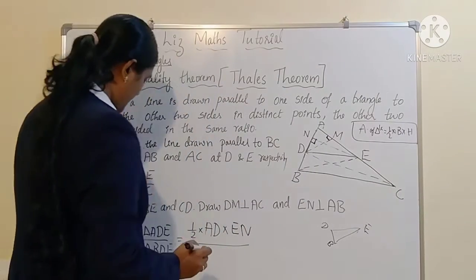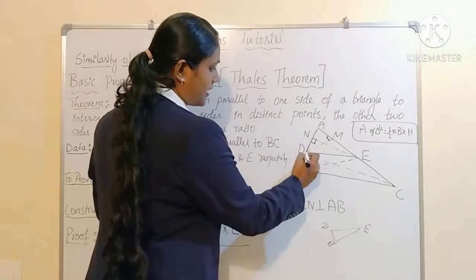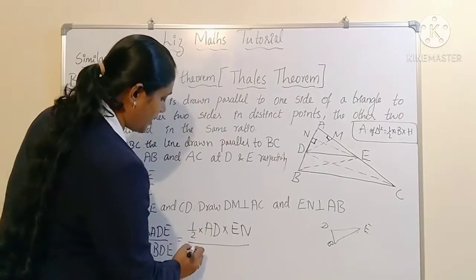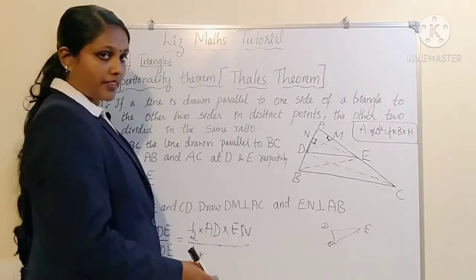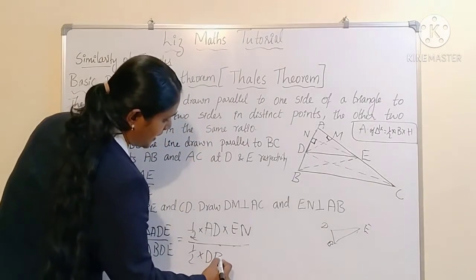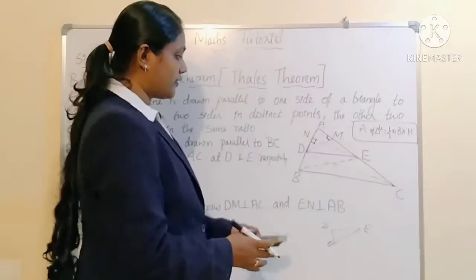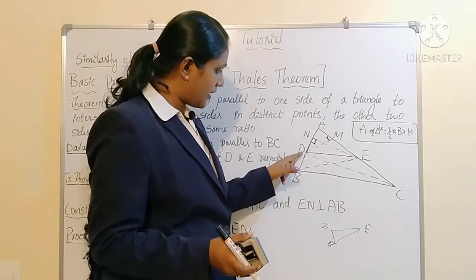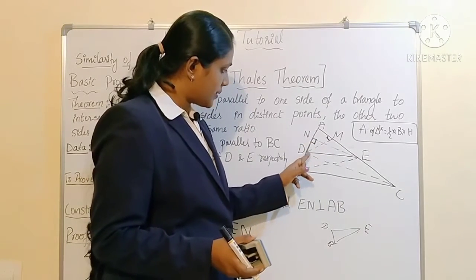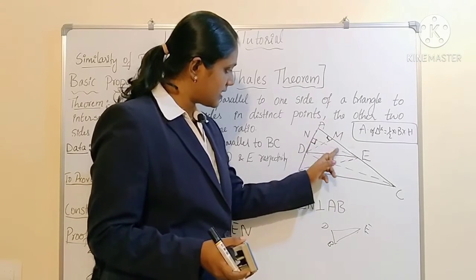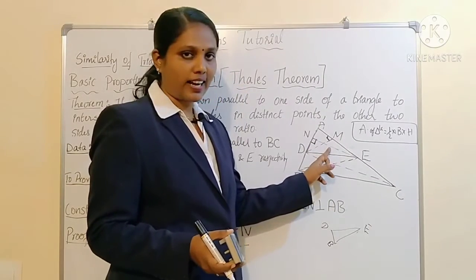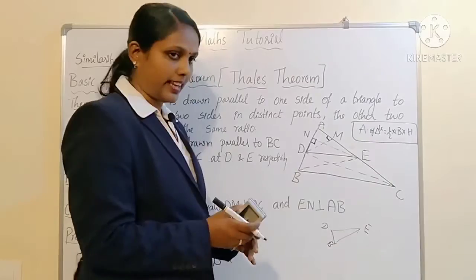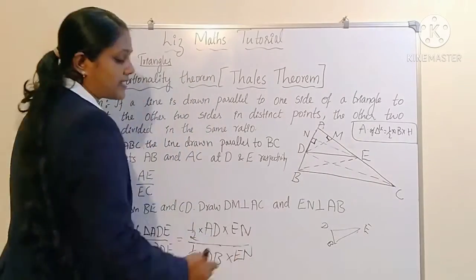Similarly, divided by the area of the triangle BDE. What is the base? The base is BD. Here the base is DB, and into the height. The height is nothing but, here you can see this is the height. When we draw the perpendicular line here, from E we get EN. This altitude is the height. So you can see that NE is the height here. You can write EN is the height here.